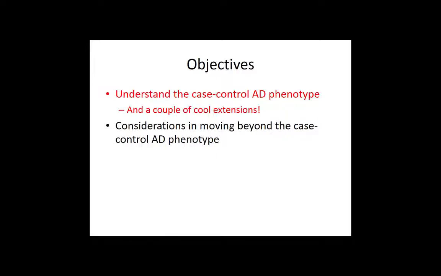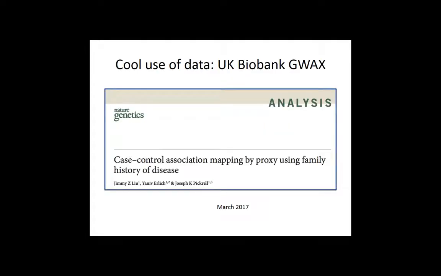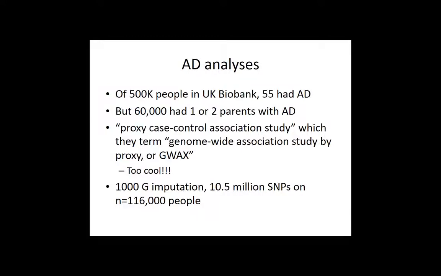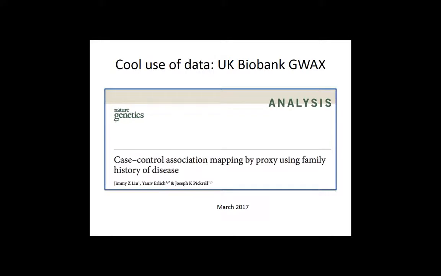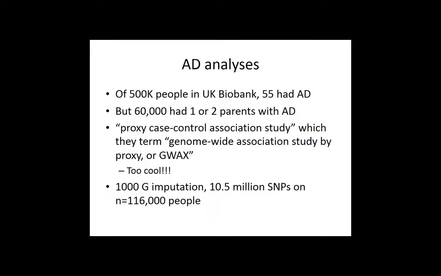So a couple of cool extensions to the case control phenotype. So this is so cool. The UK Biobank, so the United Kingdom had a bunch of money and said, hey, we're going to GWAS a boatload of people and study them because the price of GWAS chips has come way, way down. And of the 500,000 people in their project, they had about 55 with Alzheimer's disease. And we've just been talking about you need massive numbers of people for your GWAS. What are you going to do with 55 people? And how on earth are you getting a Nature Genetics paper out of your 55 cases?